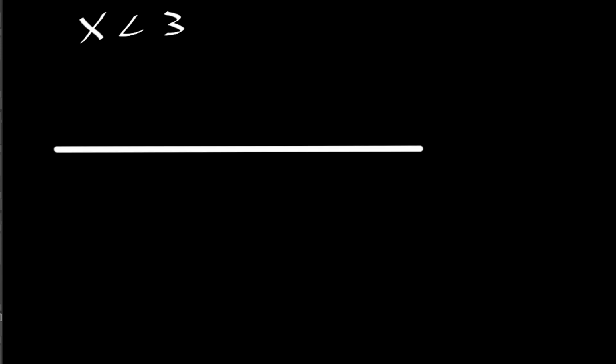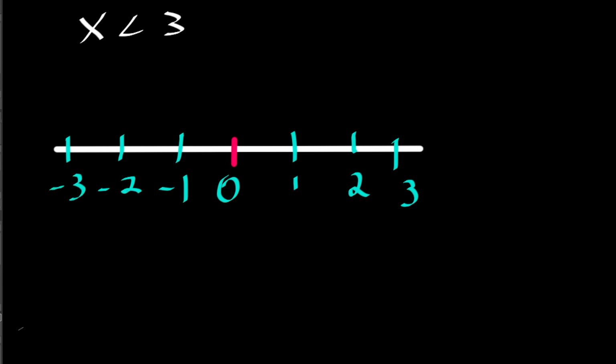So if I want to graph that, let's just say I have a number line here, and I can pretty much number this whatever I want, but let's just say it starts at 0. So 0, then we've got 1, 2, 3. All right, then we've got, let's say, -1, -2, -3. All right, so the first thing we're going to do: x is less than 3.